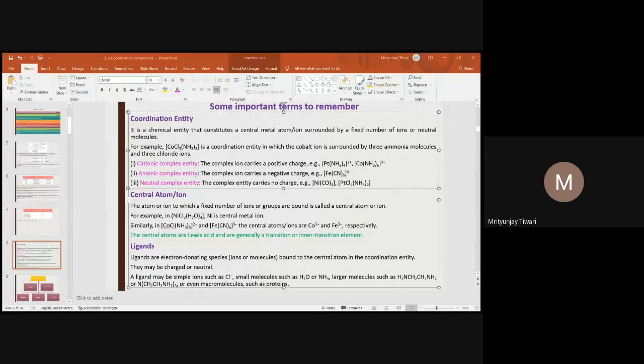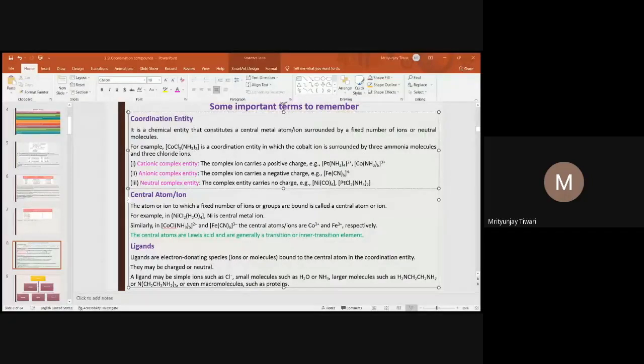Let us now see the example for an ambidentate ligand. I have already defined and explained the meaning of ambidentate ligand. Such ligands have two different donor atoms, but only one of the two donor atoms needs to coordinate to the metal in the complex.